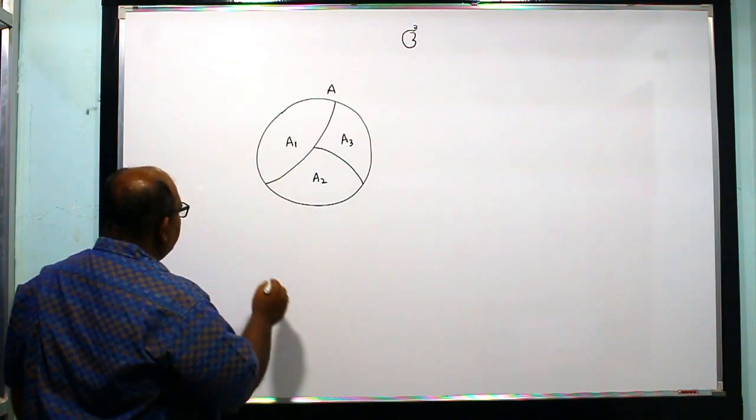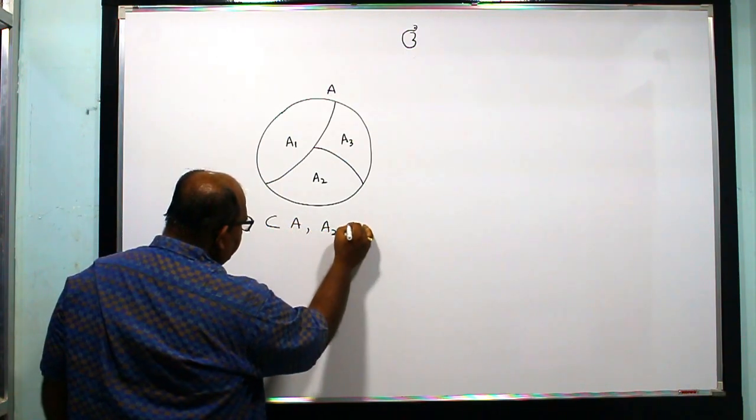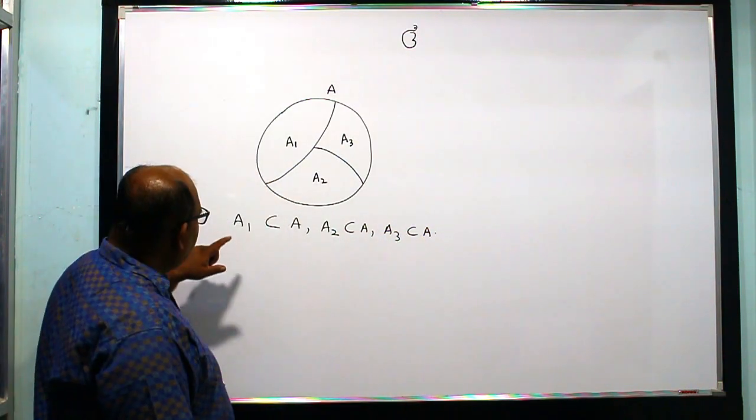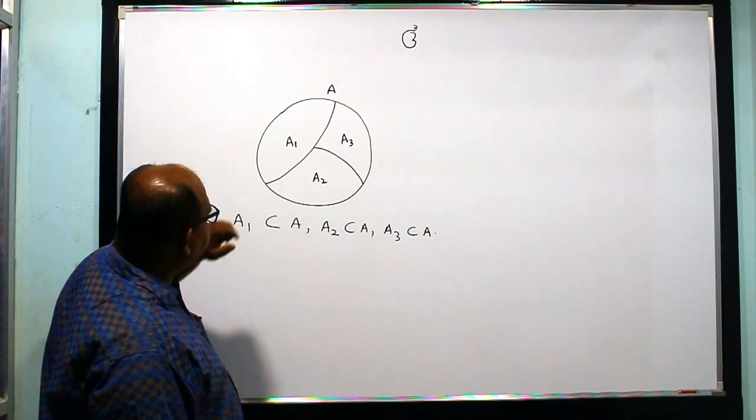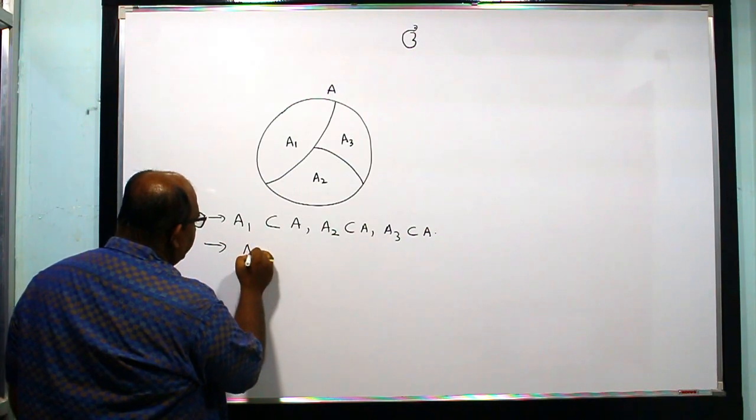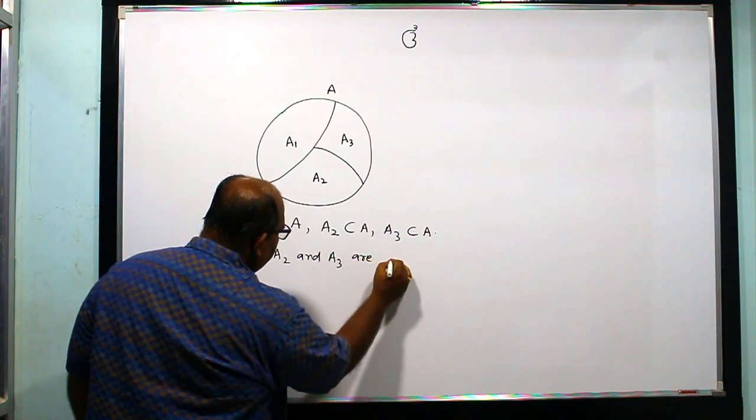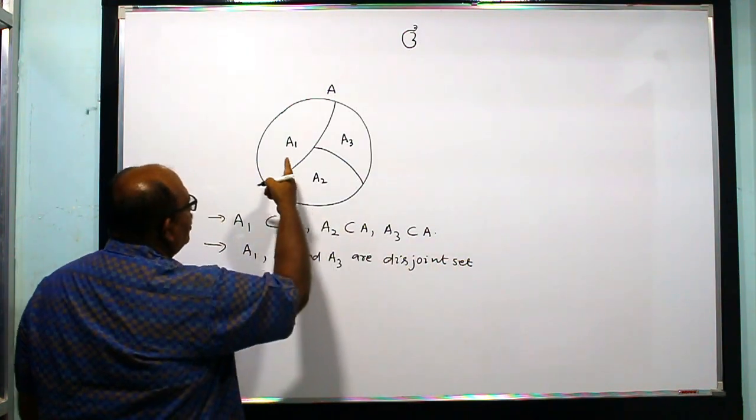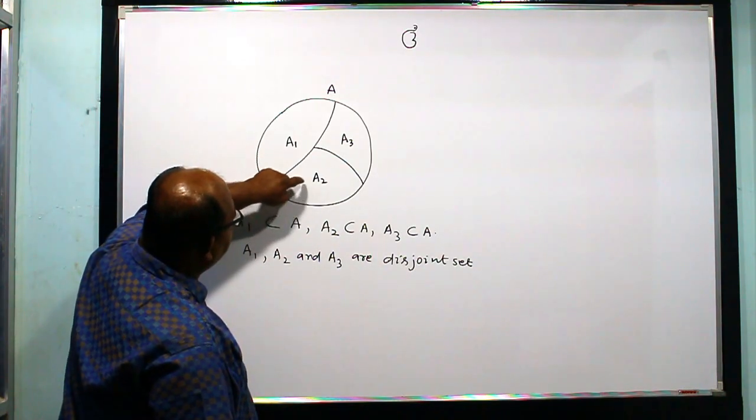What we can observe? We can observe A1 is a subset of A, also A2 is a subset of A, also A3 is a subset of A. All 3 sets A1, A2, A3 we considered are subsets of A. Another important thing we can observe is that A1, A2 and A3 are disjoint sets. Look, there is nothing common in A1, A2, A3. Not a single element is common in A1, A2, A3.